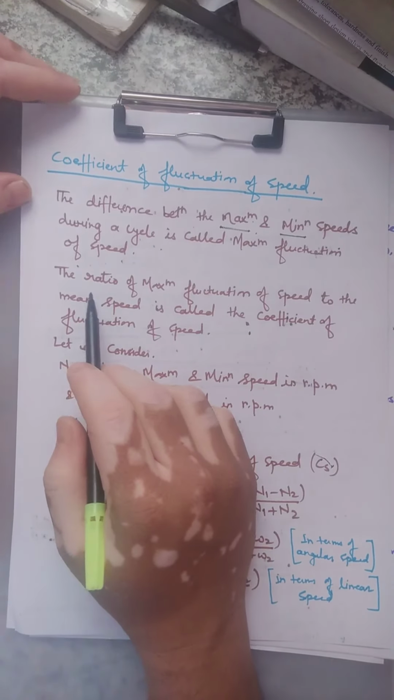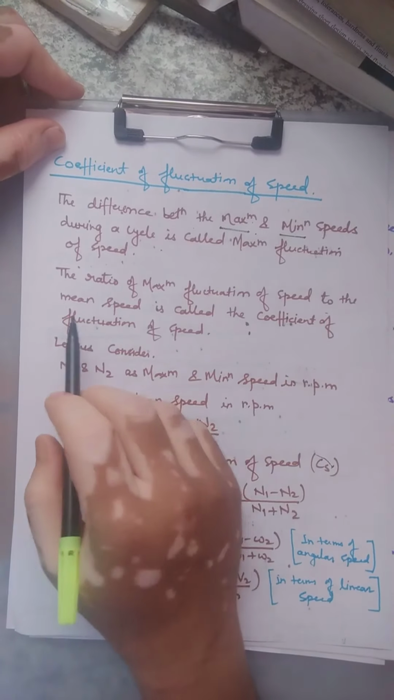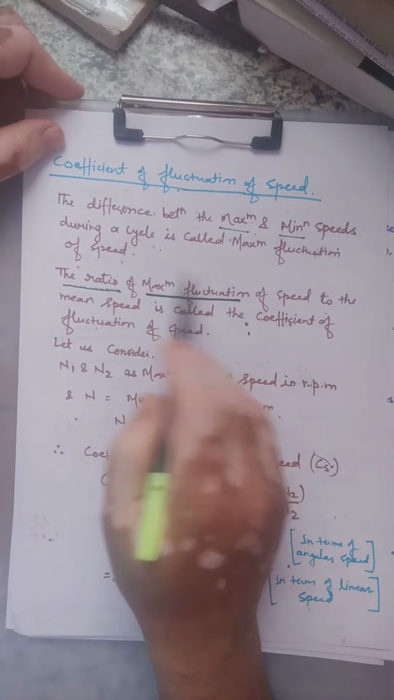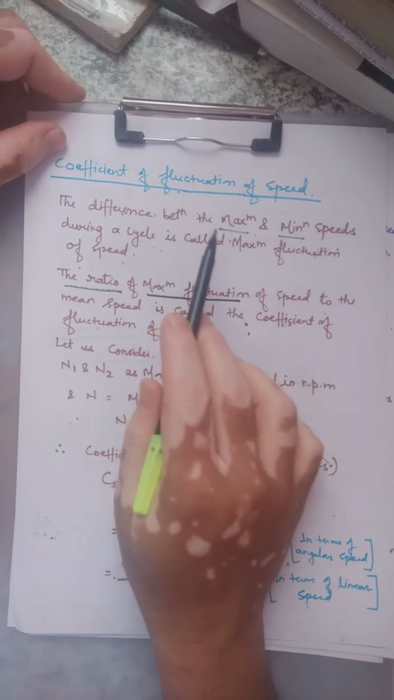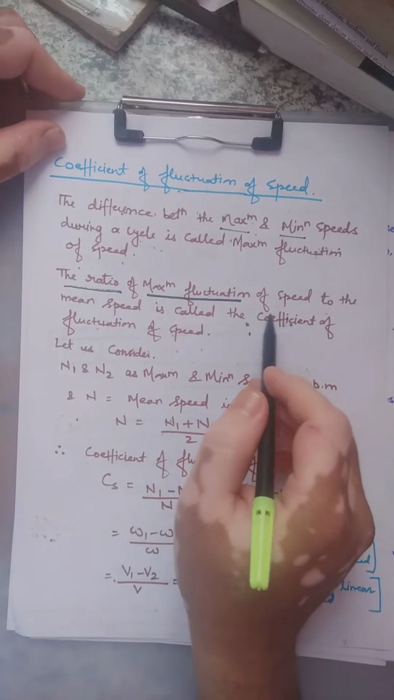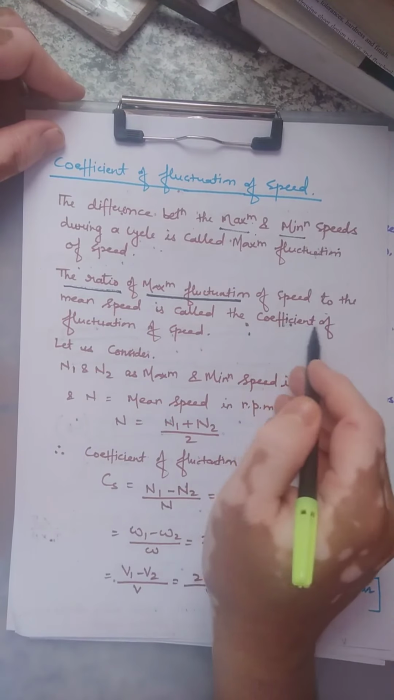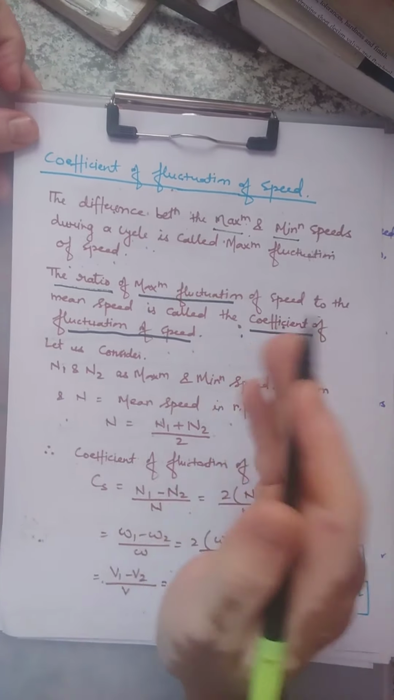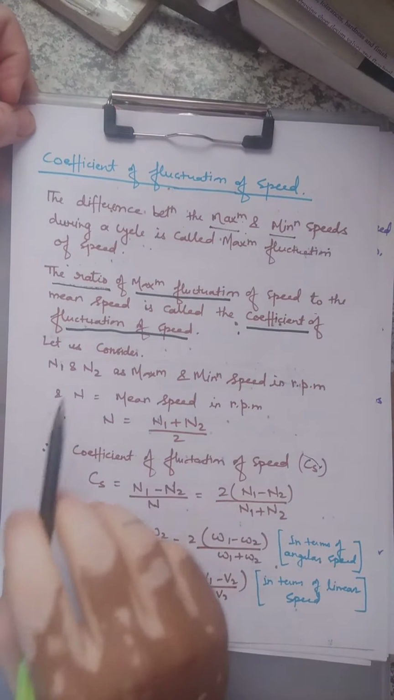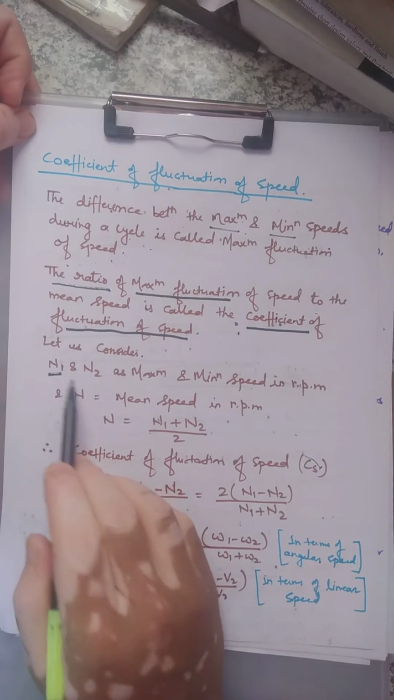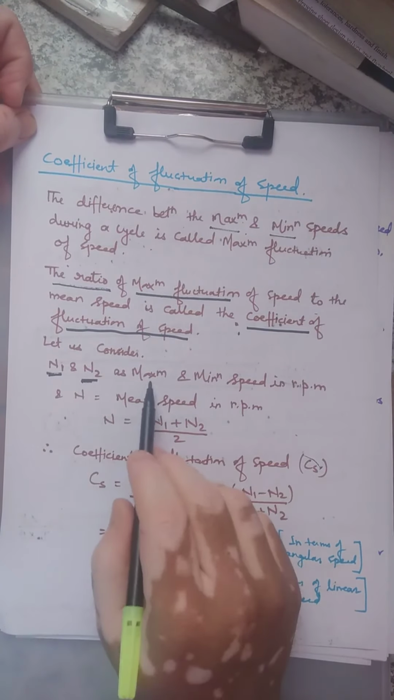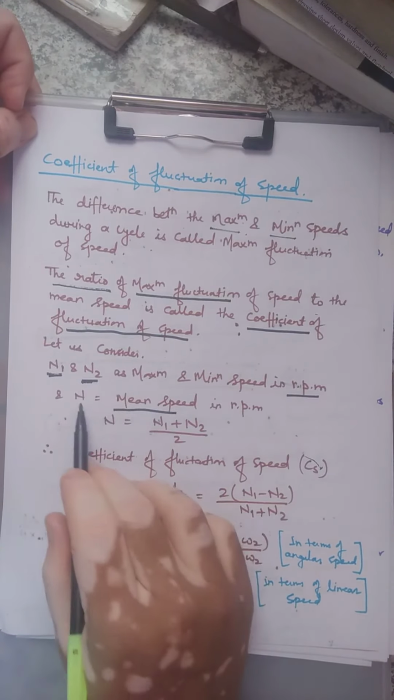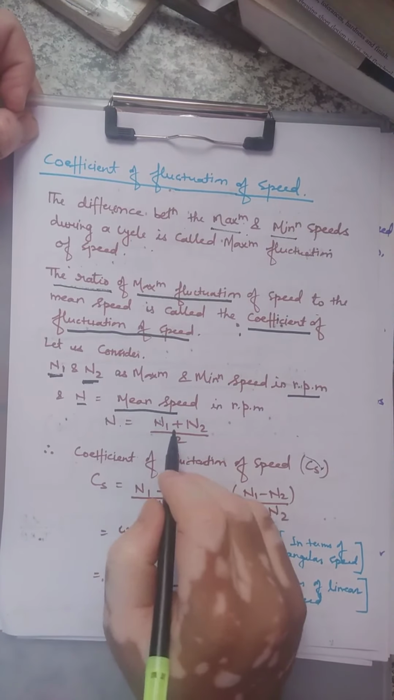Now, the ratio of the maximum fluctuation of speed, maximum minus minimum, to the mean speed is called the coefficient of fluctuation of speed. Same as the coefficient of fluctuation of energy. Now let us consider N1 and N2. N1 and N2 are the maximum and minimum speed in RPM. Then N is the mean speed in RPM. Then N is equal to N1 plus N2 by 2.